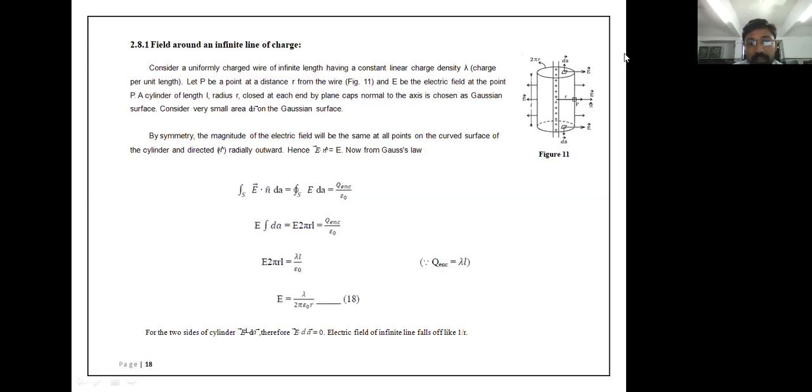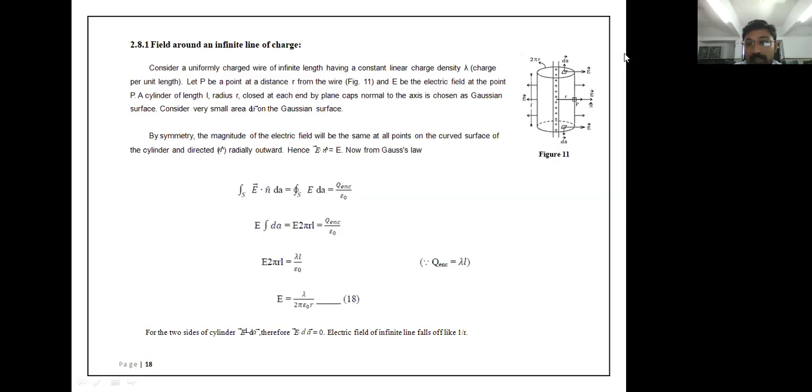So E dot n cap dA is equal to the closed integral of E dot dA, because as we know E dot n is equal to E, so E dot dA is equal to, according to Gauss's law, Q enclosed upon epsilon 0. Now E is constant everywhere on the surface of the cylinder, so E comes outside the integration, so E into integration dA. Integration dA is the area of the cylinder, which is 2 pi r L.